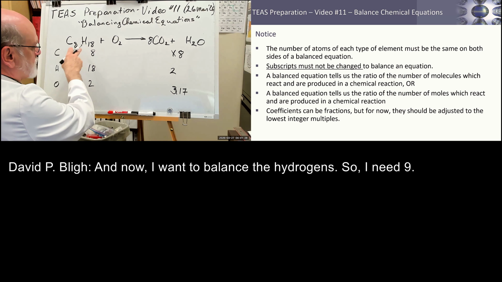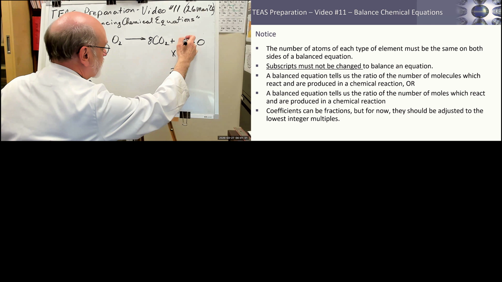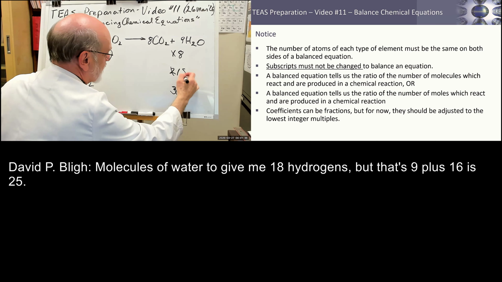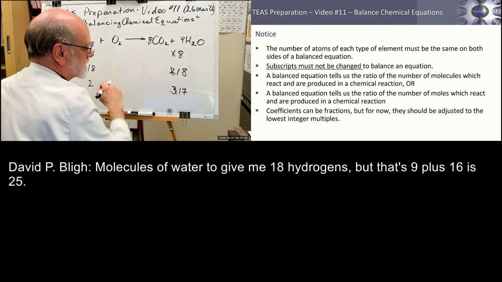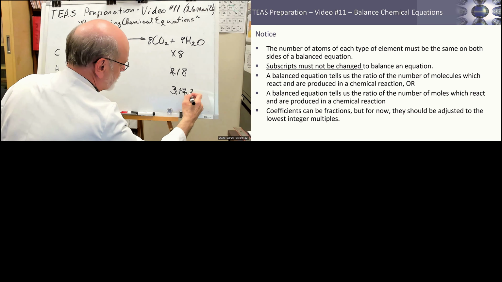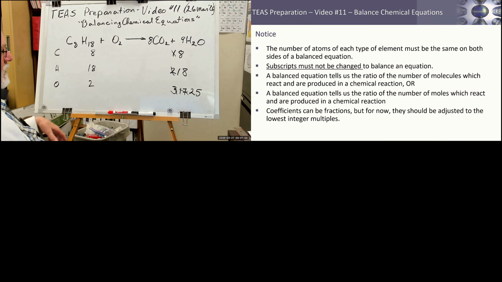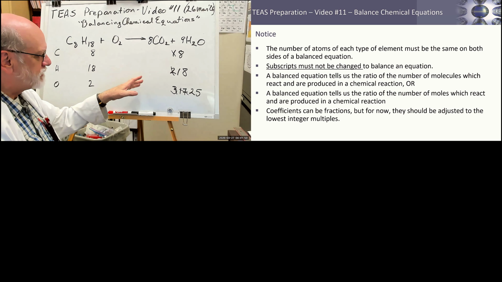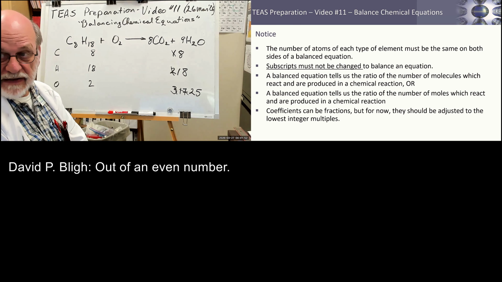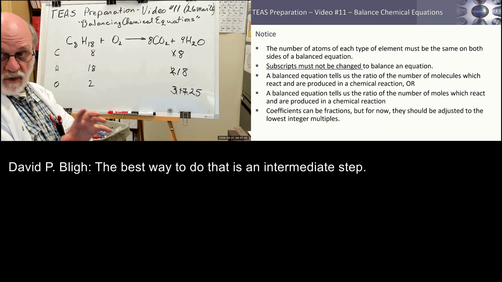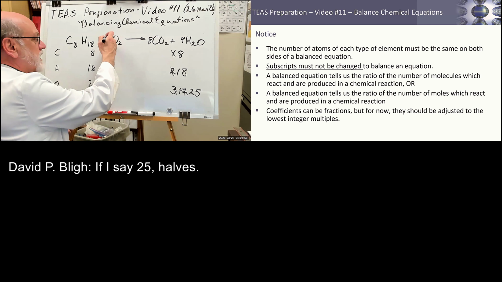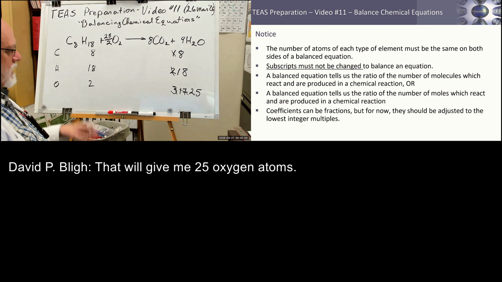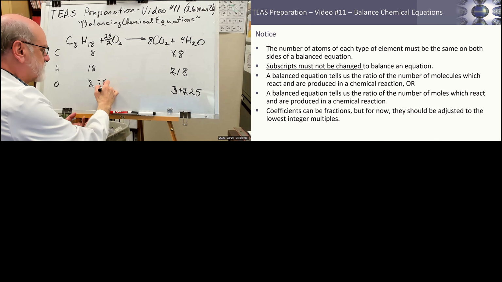And now I want to balance the hydrogens. So I need 9 molecules of water to give me 18 hydrogens, but that's 9 plus 16 is 25. Okay? The only one I have left is oxygen. So how do I get 25 out of an even number? The best way to do that is an intermediate step. If I say 25 halves, that will give me 25 oxygen atoms.